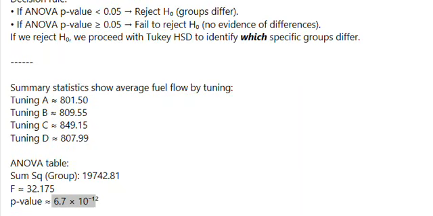That then gets us to the Tukey HSD result. The follow-up Tukey test shows that tuning C in our case study uses significantly more fuel than A, B, and D. A, B, and D show to be at least statistically similar to each other. So the big takeaway here is that tuning C is the outlier in the fuel usage.